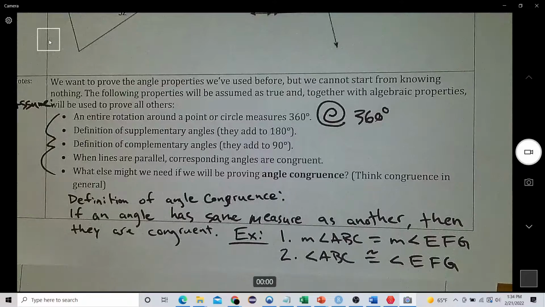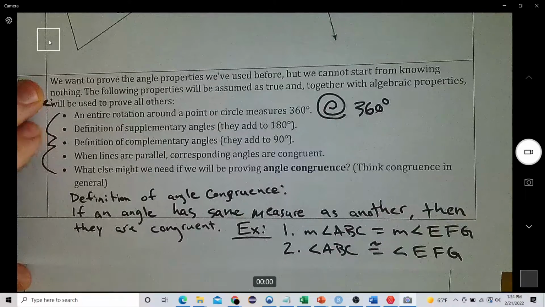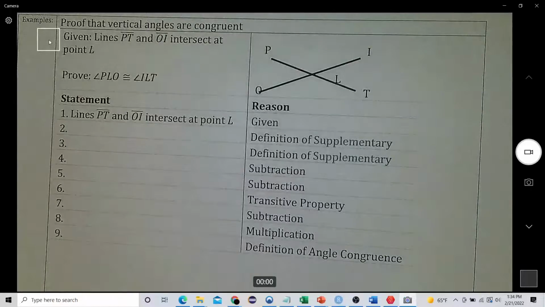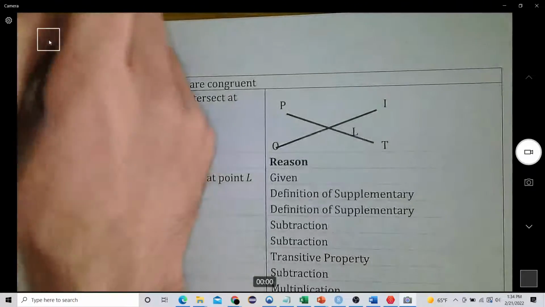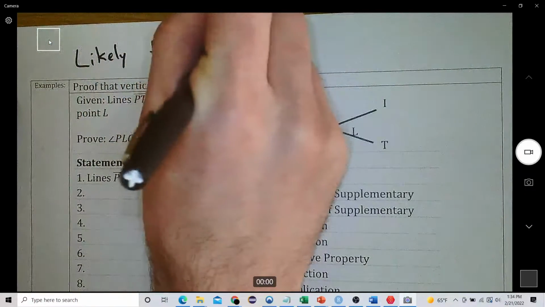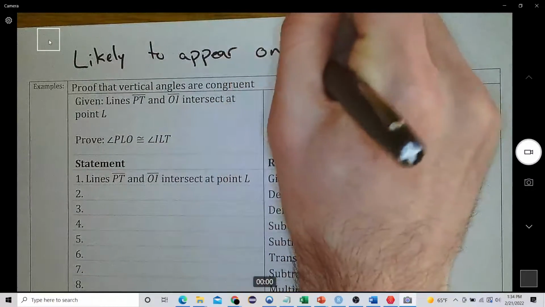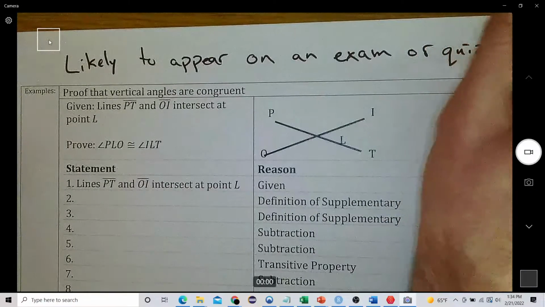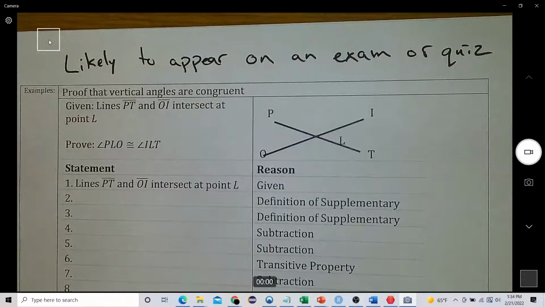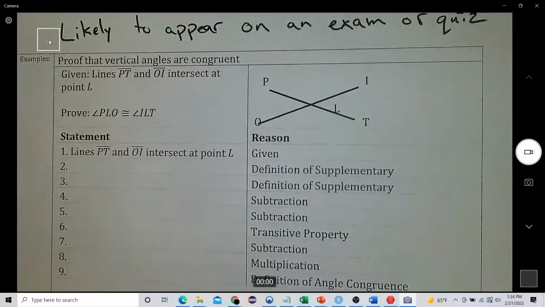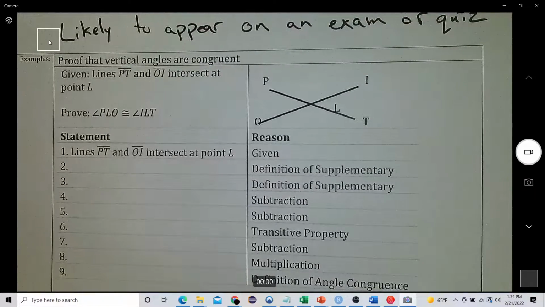All right, are we good? Because this next part is confusing. This exact proof is likely to appear on an exam or quiz. Exactly that one? Yes, this exact proof. Proving vertical angles are congruent. That's what we're doing today. Likely to appear. Who knows?